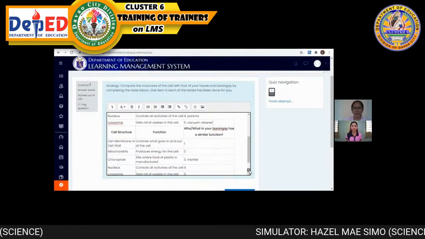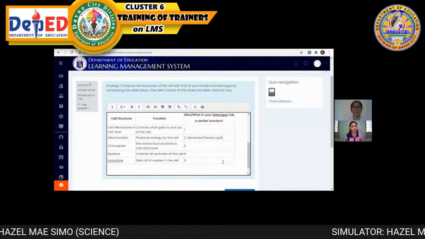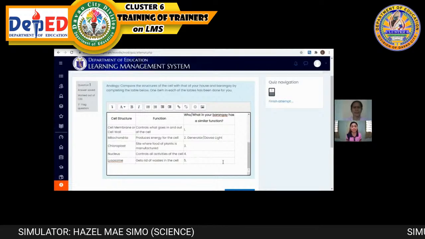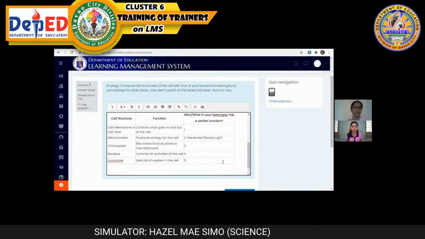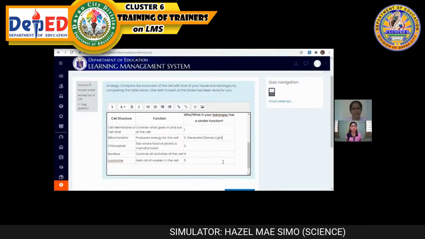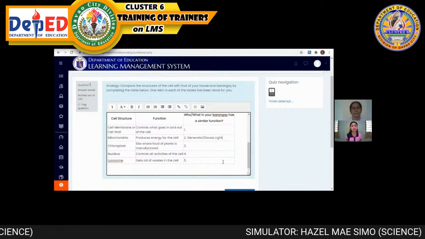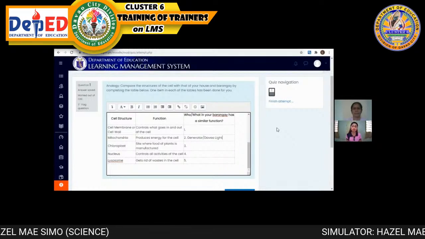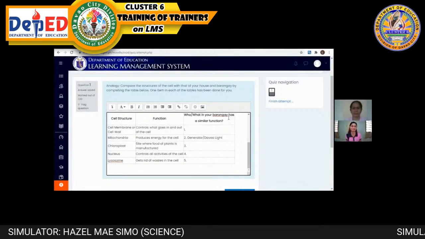Done, ma'am. Okay, for the second table, just like what you did on the first table, you are going to compare cell structure and function to what or who in your barangay has a similar function. As an example, mitochondria function: produces energy for the cell. Who or what in your barangay has a similar function? Of course, a generator, because it produces energy or power for the whole barangay, for the houses and buildings there. So that is how you answer, okay? You may start answering now, Sheila.